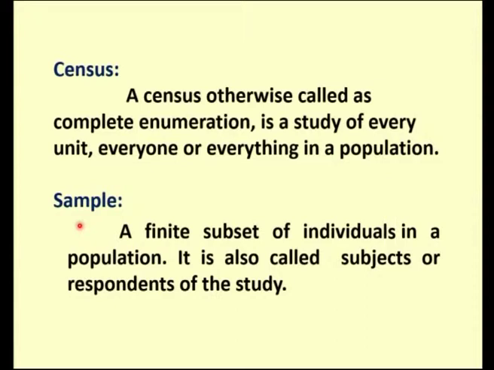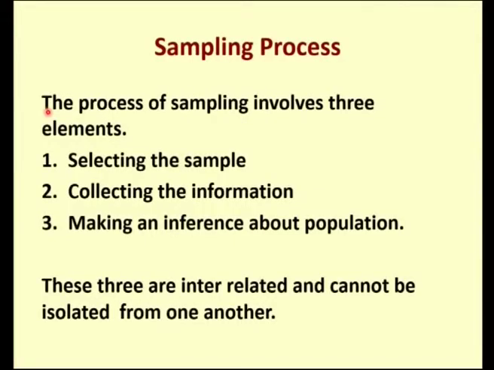Before that we see what is actually sample. It is a finite subset of individuals in a population. It is also called subjects or respondents of the study. Now, taking a sample from the population and analyzing the population based on the sample units is actually the sampling process. The process of sampling involves 3 elements. First one, selecting the sample, then collecting the information based on the sample, then making an inference about the population based on the information about the sample. These 3 steps are interrelated and we cannot isolate one from another.